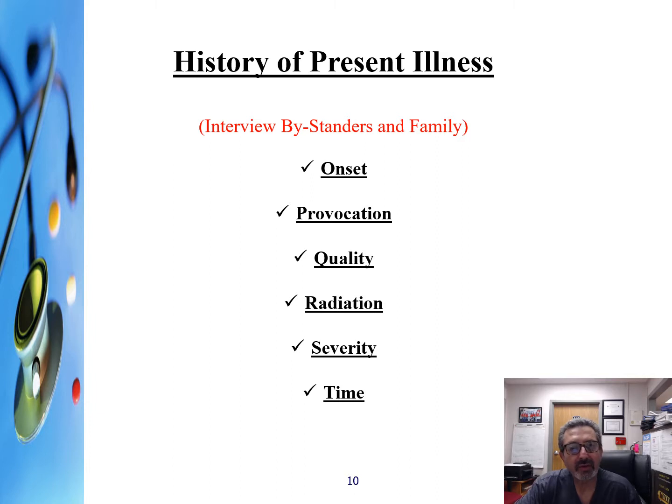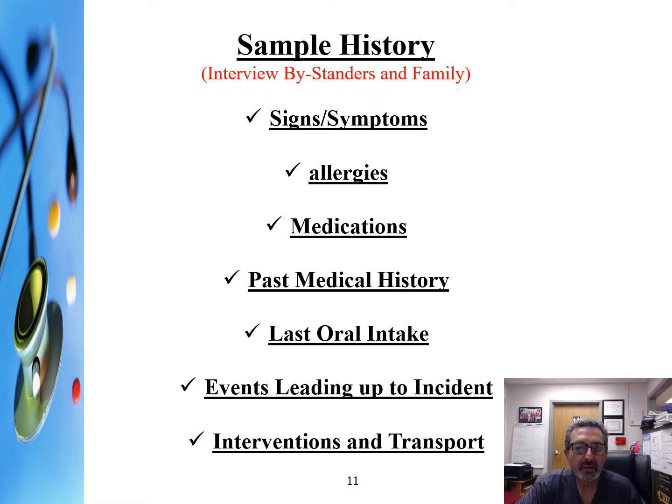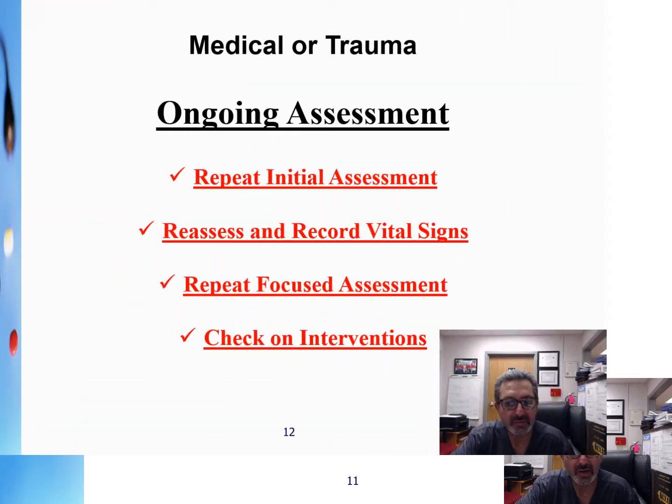Now, history of the present illness. Okay, you're going to interview bystanders and family. You're going to see onset, what is the provocation, the quality, the radiation, the severity, the time. Then you're going to do SAMPLE history: signs and symptoms, allergies, medication, past medical history, last oral intake, events leading up to the incident, and intervention and transport.